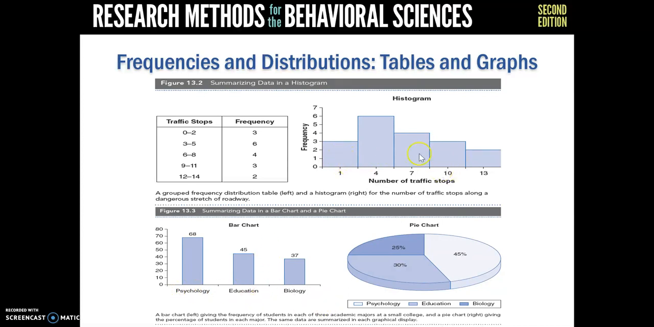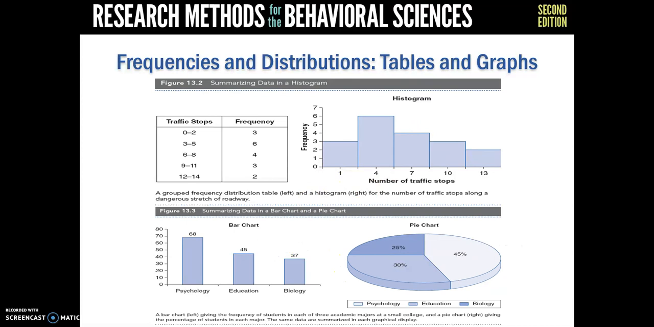Remember, a histogram doesn't show categories like this. A histogram shows ranges. For example, 0 to 2 traffic stops, then 3 to 5. So this is the range, showing how often things occur in certain intervals. Do not mix these together. You either do a bar chart or a histogram. There are differences between both.